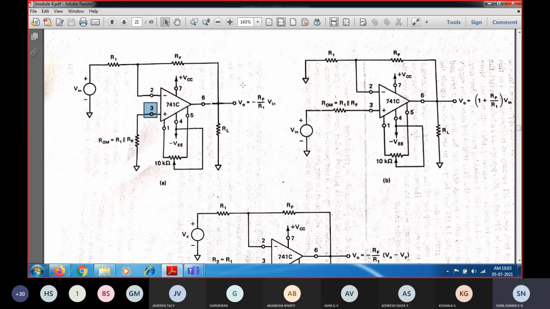Because of that, you will not be getting the desired output. In order to get the desired output, first I should nullify this, and then I should connect the operational amplifier for the certain application. So design the circuit, and you will be getting the proper output. So that is the method.